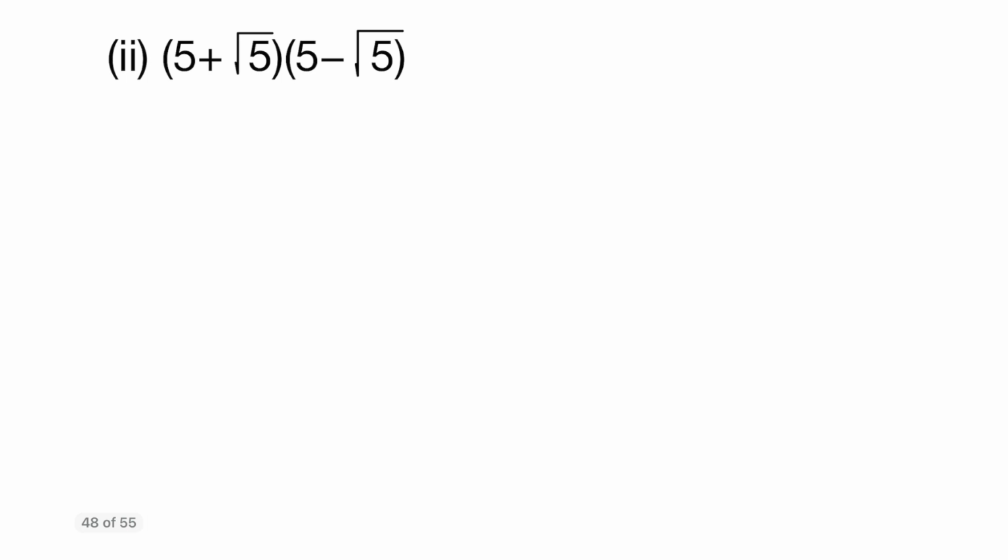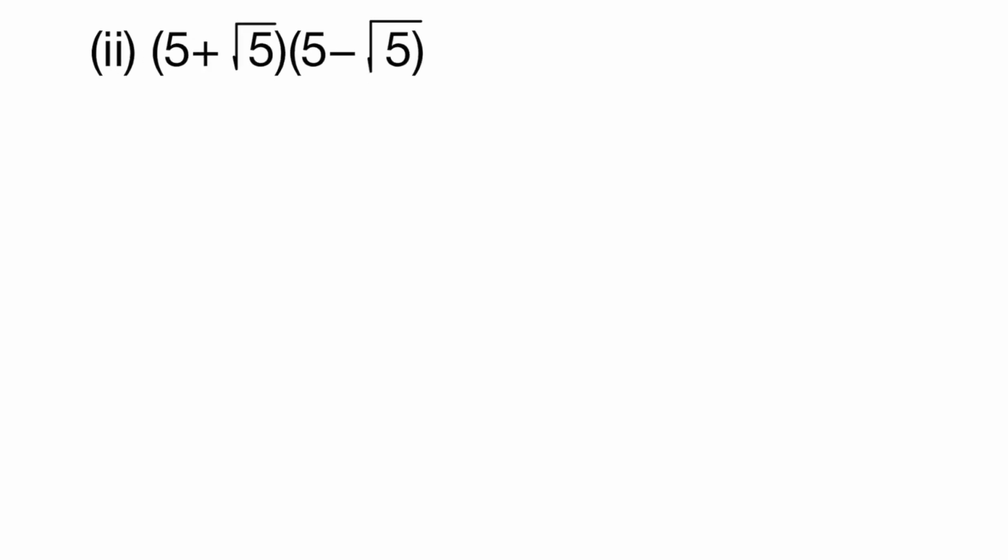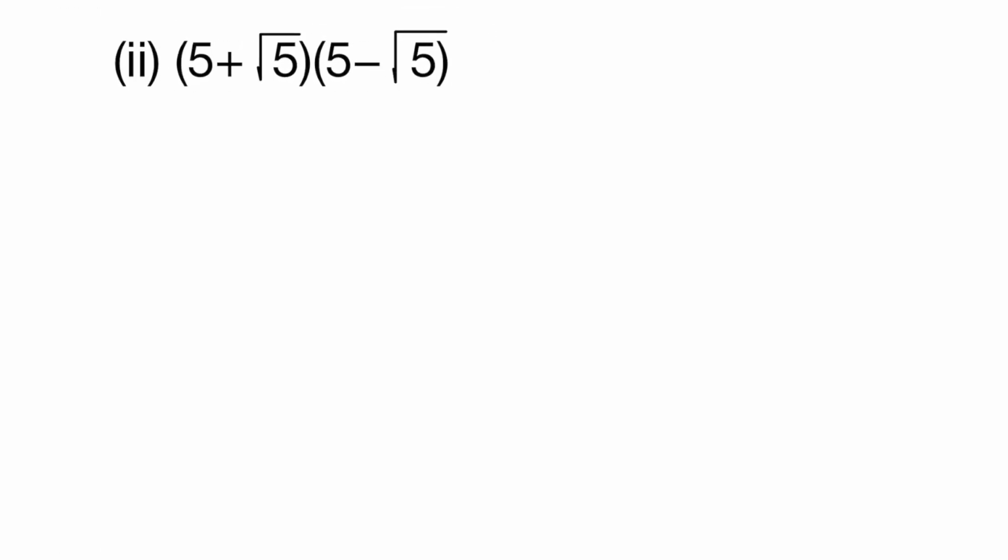Now moving on to the next subdivision of the same question, we have 5 plus root 5 multiplied by 5 minus root 5. There is a smarter way to solve the same question that I'll tell you after doing it the longer way. By doing the same method you can solve this question as well. So 5 multiplied by 5, and 5 multiplied by root 5, again root 5 multiplied by 5, and root 5 multiplied by root 5. This is something that we can do, that is obvious for you.